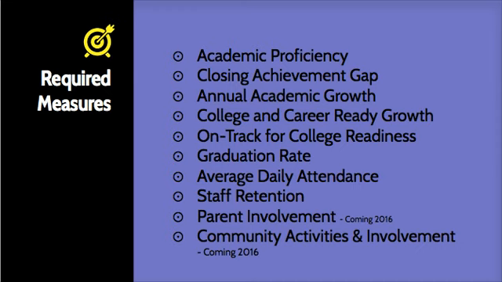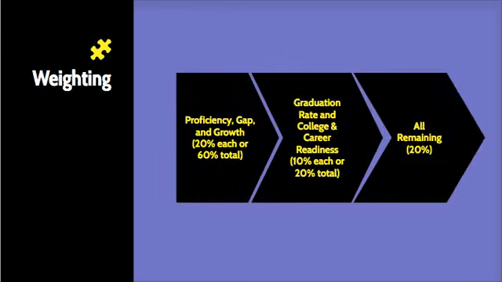So what are the required elements? The required elements of the school report card include the following: academic proficiency, closing the achievement gap, annual growth, college and career ready growth, on track for college readiness, graduation rate, average daily attendance, and staff retention. Parental involvement and community involvement are two measures which were included in the legislation but will not be available in the first release of the school report card. These measures will be added in a subsequent release, approximately 2016.